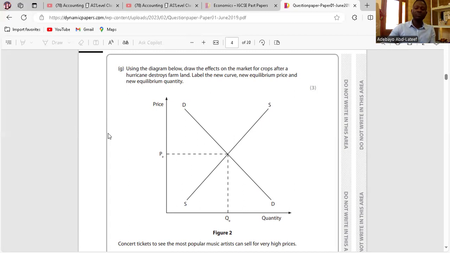So we'll move on. Okay, good. So go to G now, or H, right? Yeah.